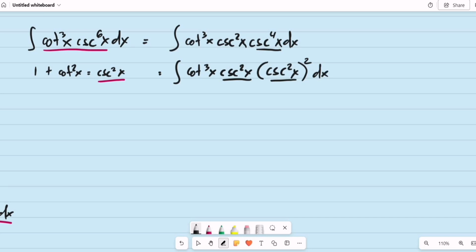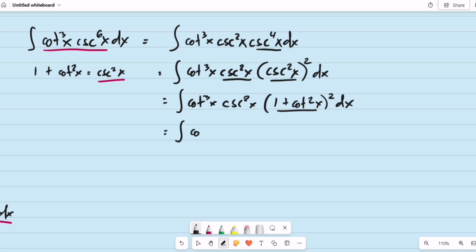Again, multiplied by dx. Then we substitute the equivalent of cosecant squared x, that is equal to the integral of cotangent raised to 3 of x multiplied by cosecant squared of x. Again, the equivalent of cosecant squared of x is 1 plus the cotangent squared of x, quantity squared, dx. Then again, we need to expand this term inside the parentheses.